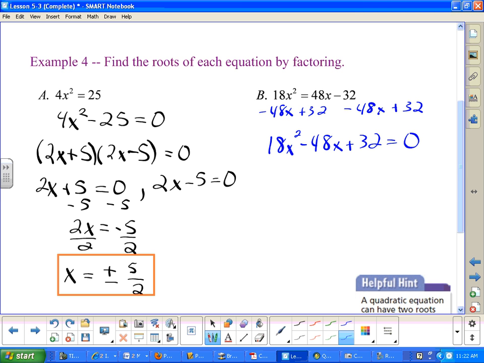Now, since it's an equation, instead of factoring out 2, I'm going to divide everything by 2 because I want to just completely get rid of it. I don't need it then. So we're going to divide everything by 2. Now, if there was a variable like x included with that 2, then we wouldn't divide. We could just factor it out. But in this case, I want to divide by it. So we get 9x squared minus 24x plus 16 equals 0.